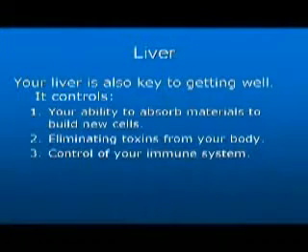Your liver is also a key issue. The liver controls your ability to absorb the materials from your digestion that allows you to make new cells. And that's extremely important because we generally don't get well by taking the cells that are damaged and making them work again. We generally heal by making new cells that work correctly.